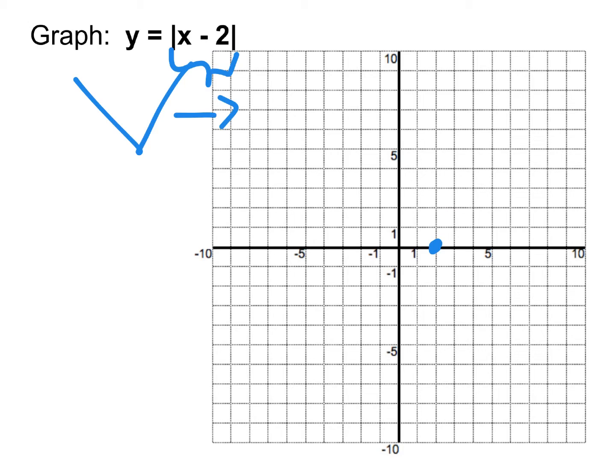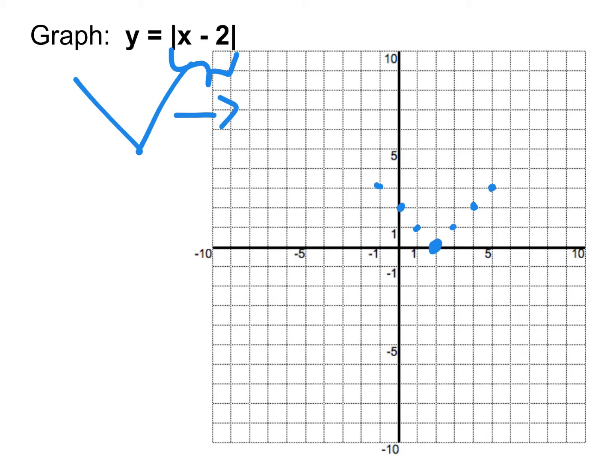That's the beauty of knowing the parent function, because it's just move it and then do the same thing. So if I go over 1, how far up should I go? 1. If I go over 2, how far up should I go? Yeah, over 1, up 1, over 2, up 2, over 3, up 3. And it's that V shape, so it does the same thing on both sides.